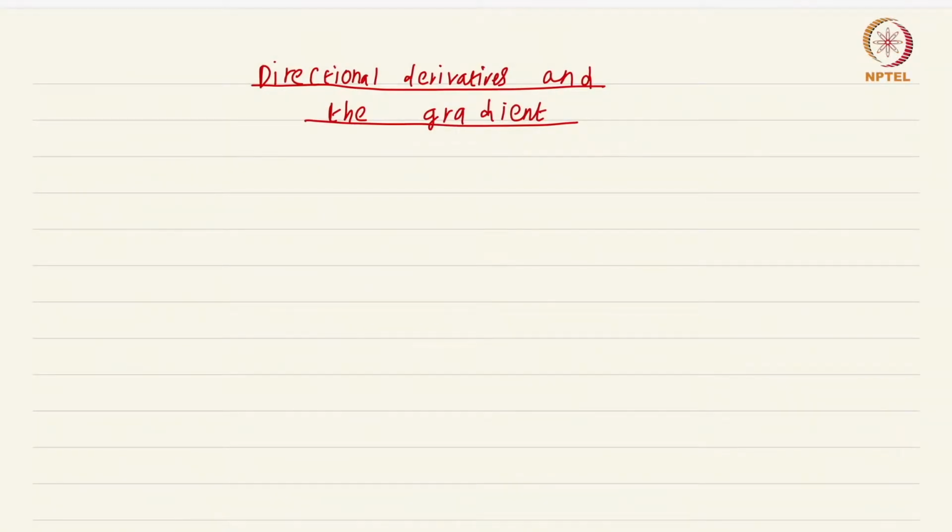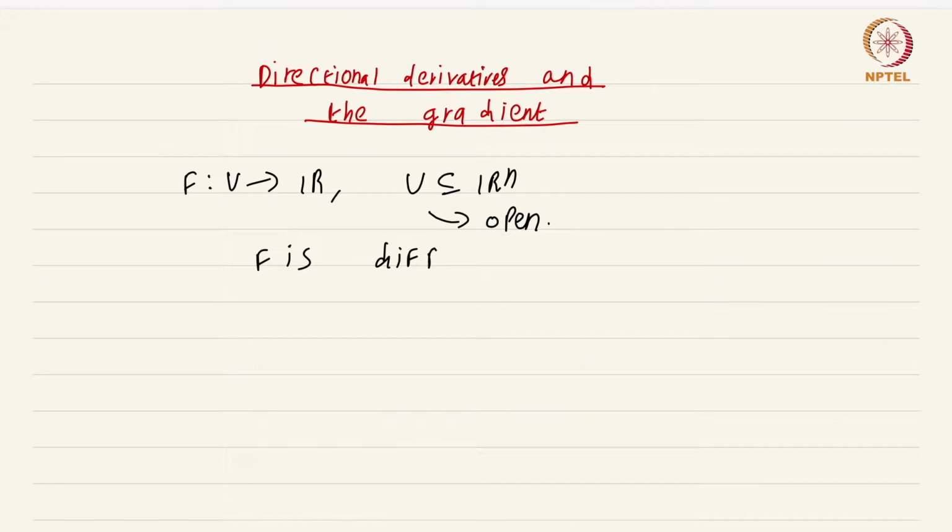We are going to learn how to compute the derivative directly by our knowledge of one variable calculus. This will be facilitated by the notion of directional derivatives and partial derivatives. So as usual, the setting is f from U to R, where U is an open subset of R^n. Suppose we know that f is differentiable at this particular point x in U.